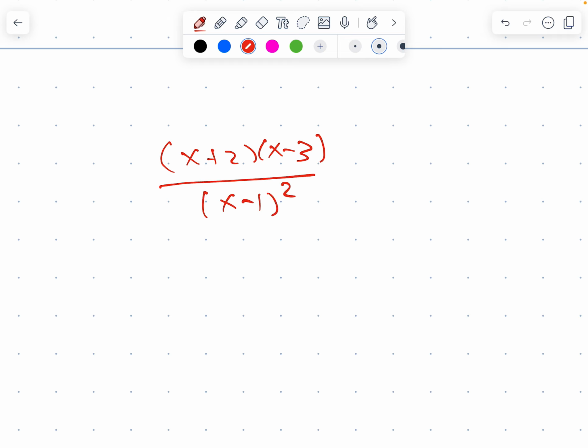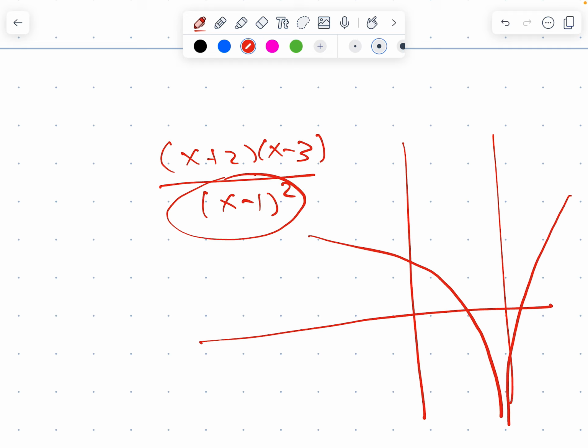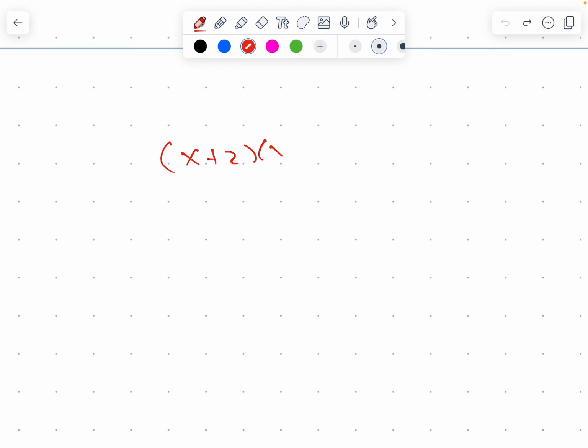And if you have something like this, if you have a squared on the bottom, it's going to look something like this. It's going to go down both sides. So it's negative, negative on both sides. The other thing that we should talk about really quick is what are called holes.